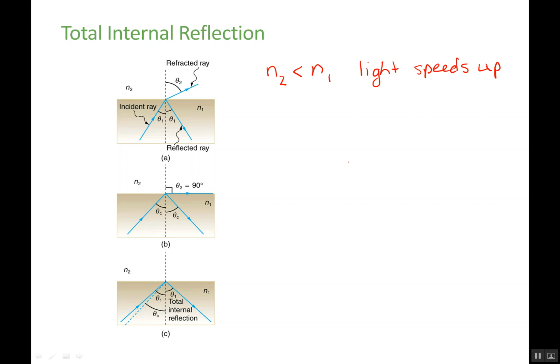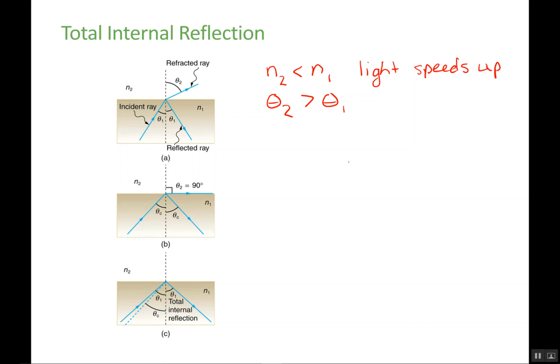The situation that's pictured on this figure here is a situation where n2 is less than n1. And in this situation, the light is going to speed up when it exits n1 and enters n2. And this means the ray of light is going to bend away from the normal. Another way of saying that is theta 2, the angle of refraction, is greater than theta 1, the angle of incidence.